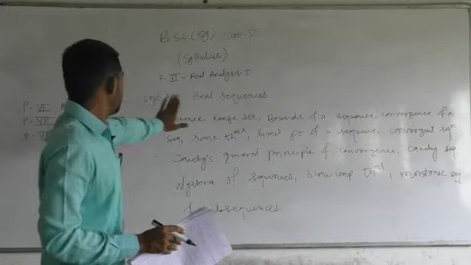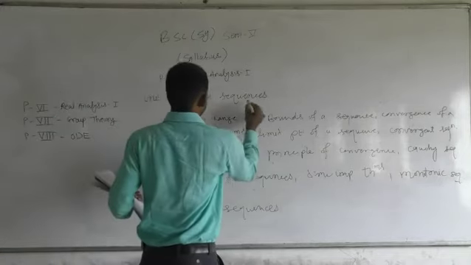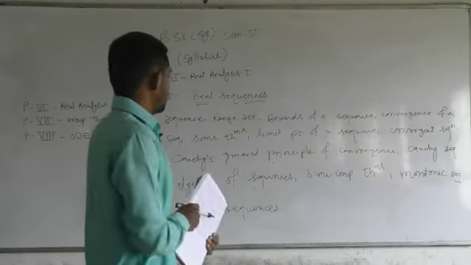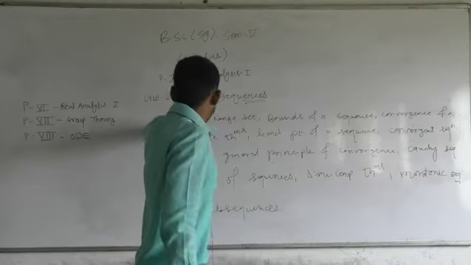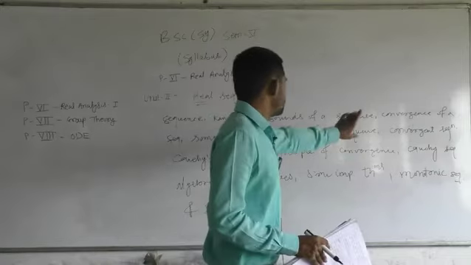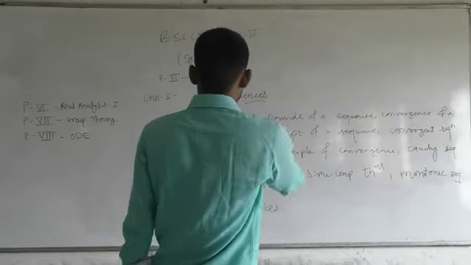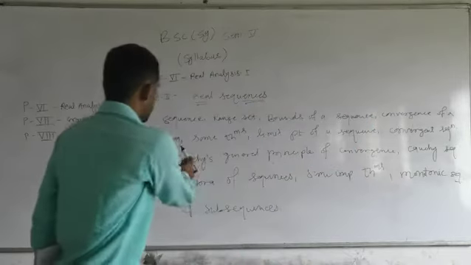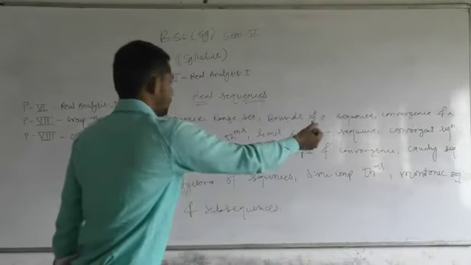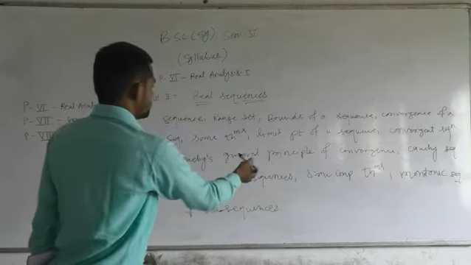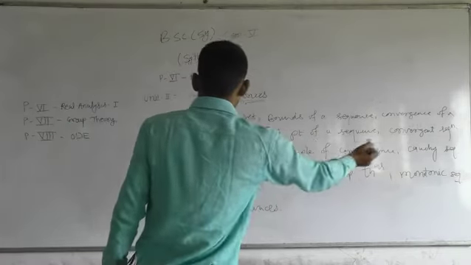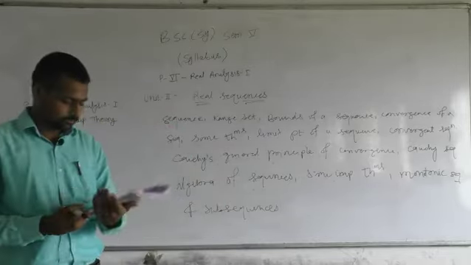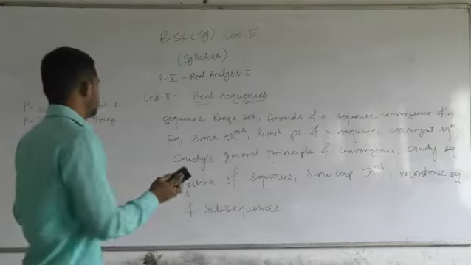So our unit second is real sequences. The sequence which contains only real numbers is called a real sequence. In this chapter, I am going to discuss sequence, range set, bounds of a sequence, convergence of a sequence, some important theorems, limit point of a sequence, convergent sequence, Cauchy's general principle of convergence. What is meant by Cauchy sequence? Algebra of sequences, some important theorems, monotonic sequence and its subsequences. This is unit second.